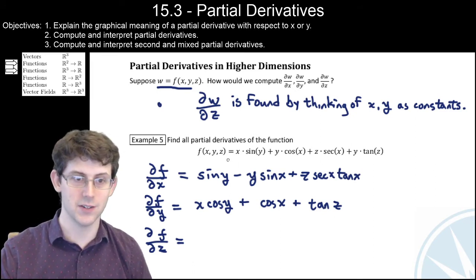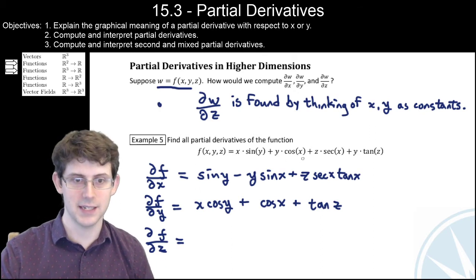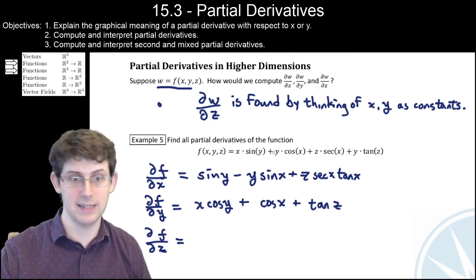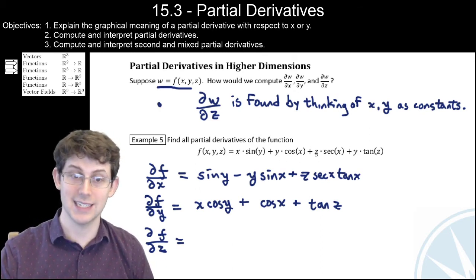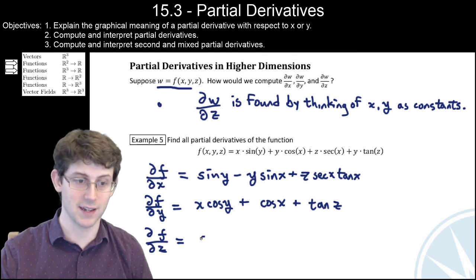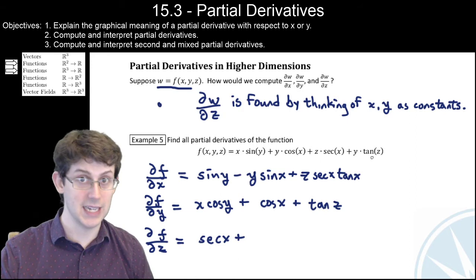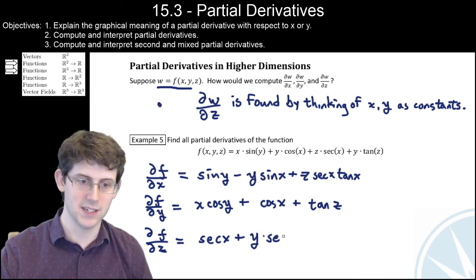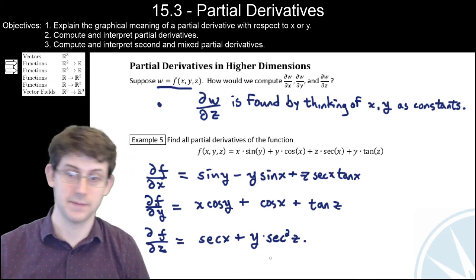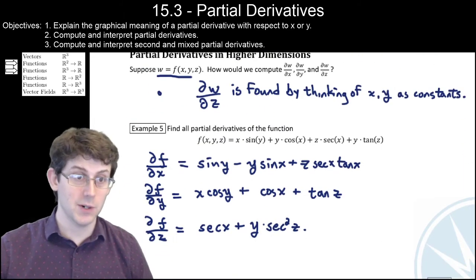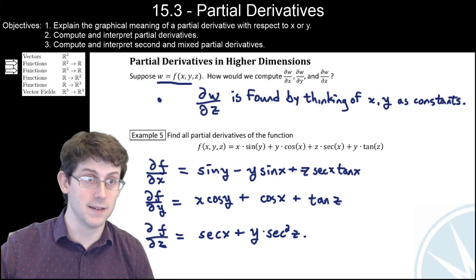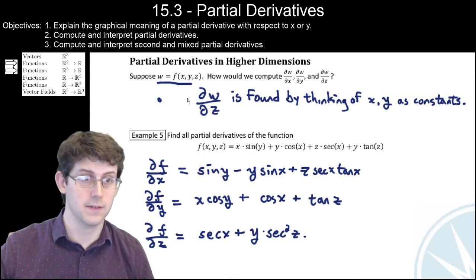So the z partial derivative of the first term is 0. The second term has no z's, doesn't depend on z, so the derivative is 0. Here's a constant times z, so the derivative is the constant. And then here's a constant times tangent z, so the derivative is that constant times the derivative of tangent z. So there's our 3 partial derivatives. I think we're going to do some second derivatives here in a minute. Let's see if I'm right.